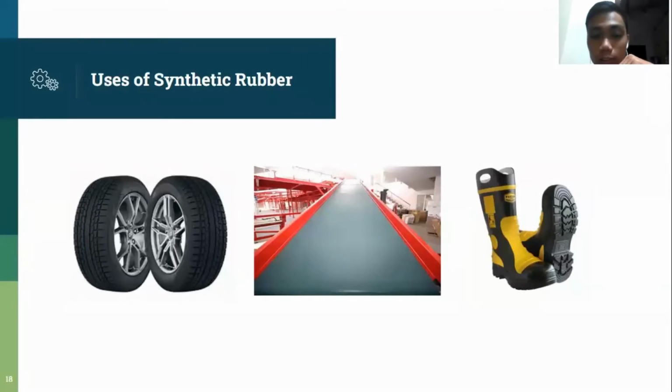For the uses of synthetic rubber, the transport industry is the largest user of rubber for the production of tires, door, and window profiles. In industry, rubber is used in conveyor belts, elevator belts, hoses, tubes, seismic bearings, and most importantly, seals like O-rings and gaskets. They can also be used for mattings and floorings.